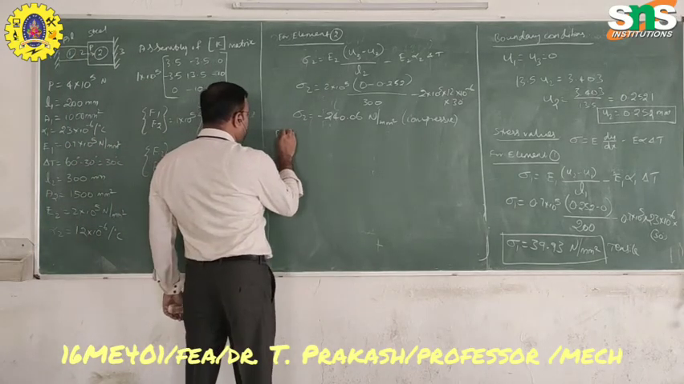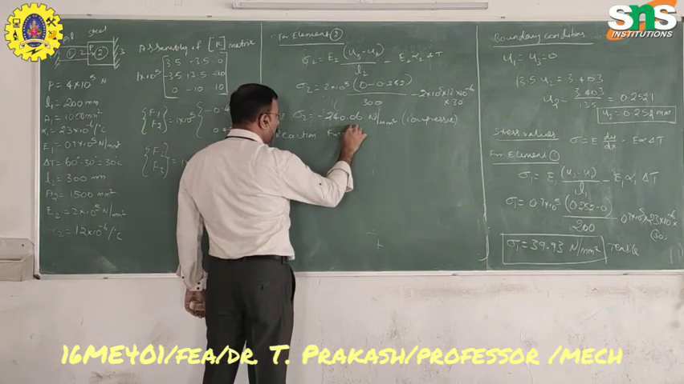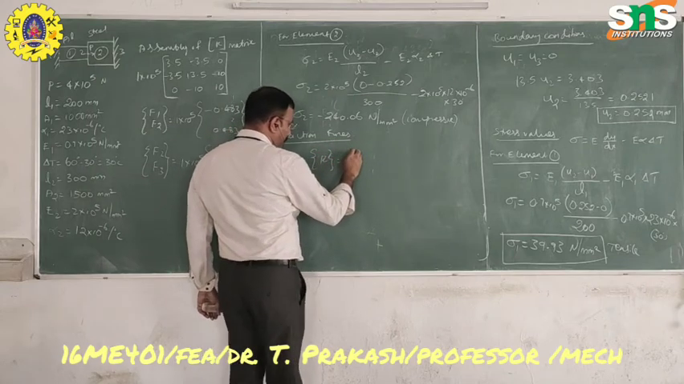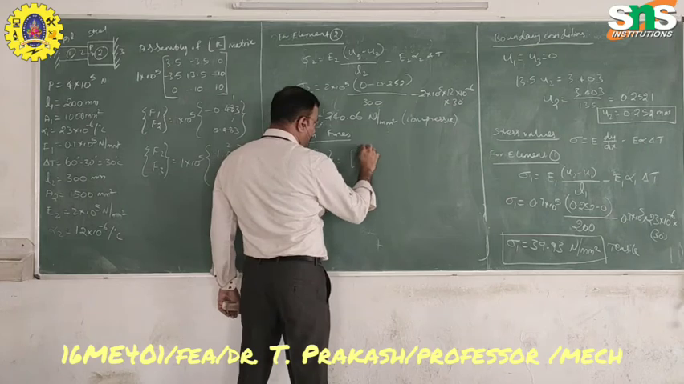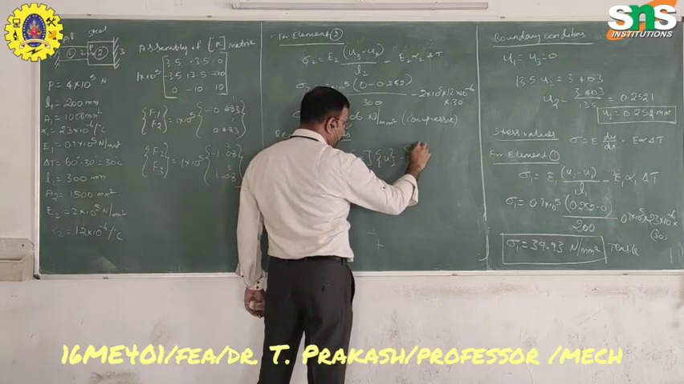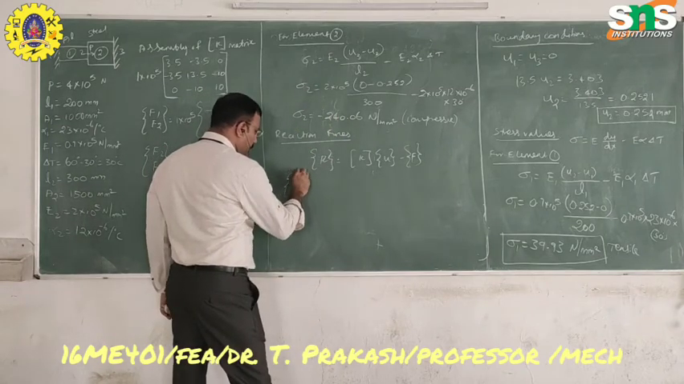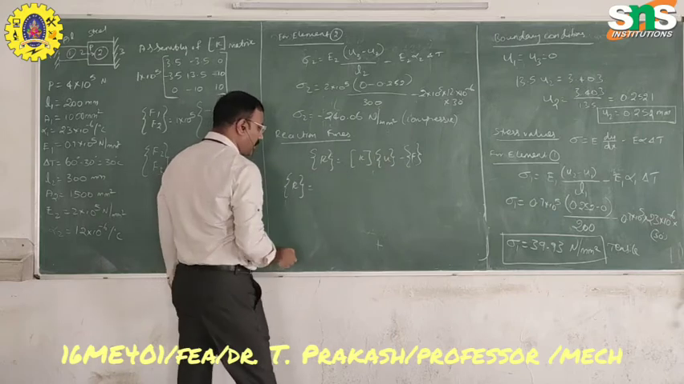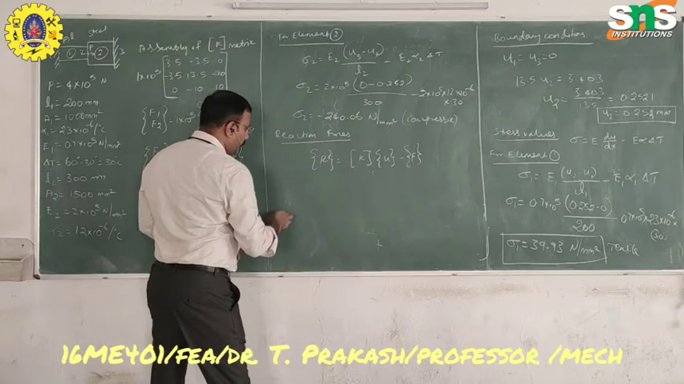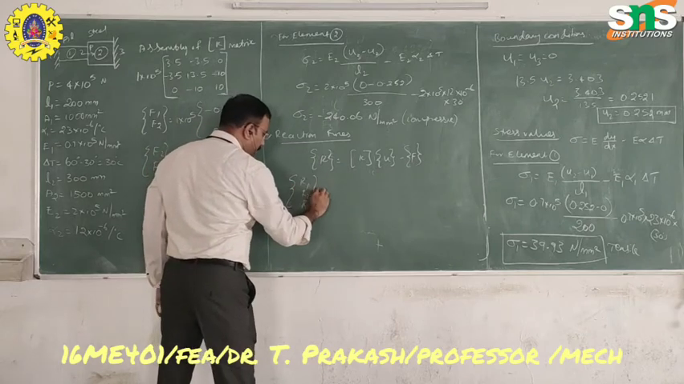Next, we have to find the reaction forces. That is the R vector we have to find. The formula to find the R vector is the K matrix times the U displacement, minus the force vector. You have to subtract the force vector to check the reaction components, whether the force value is correct or not. Therefore, we can check the reaction forces R1, R2, R3. There are 3 node points.